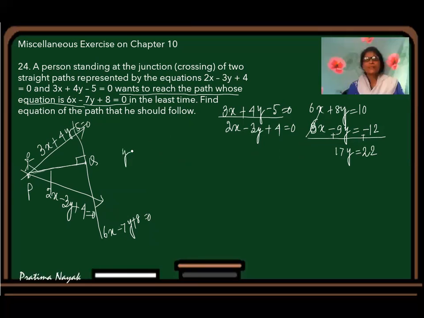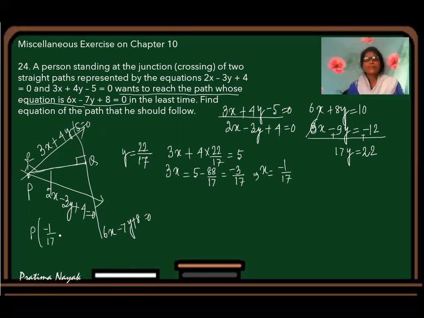Then y is equal to 22 by 17. Now let us put in any x. So 3x plus 4 into 22 by 17 is equal to 5, or 3x is equal to 5 minus 88 by 17. So it will be minus 3 by 17, or x is equal to minus 1 by 17. So P has the coordinate minus 1 by 17 and 22 by 17.